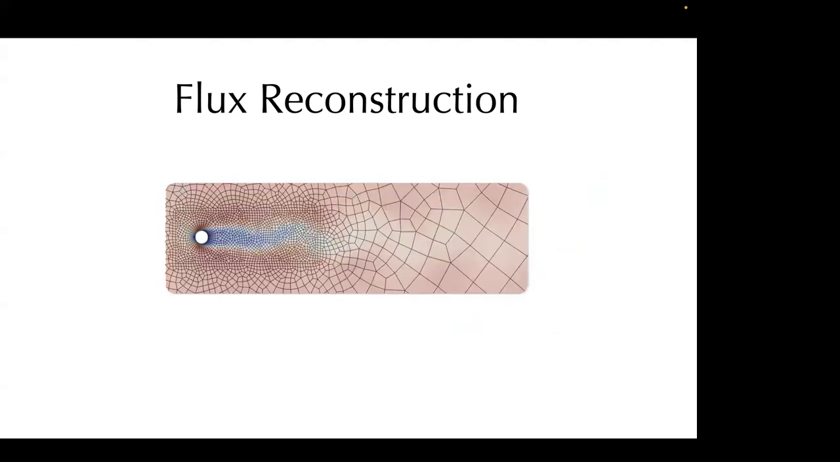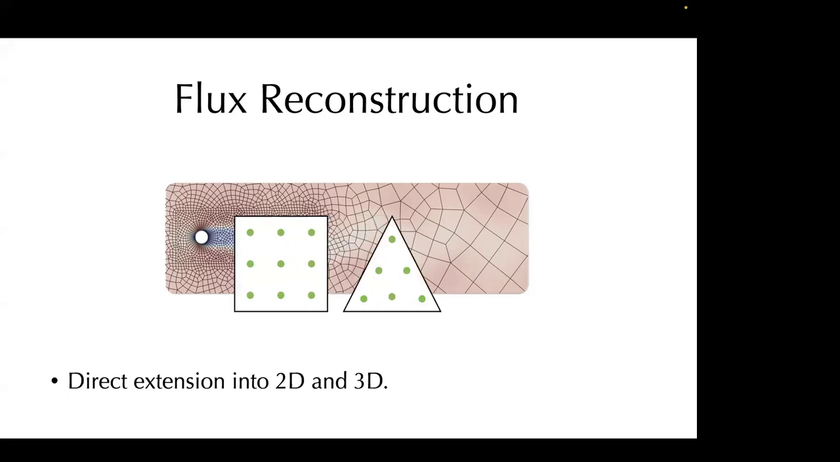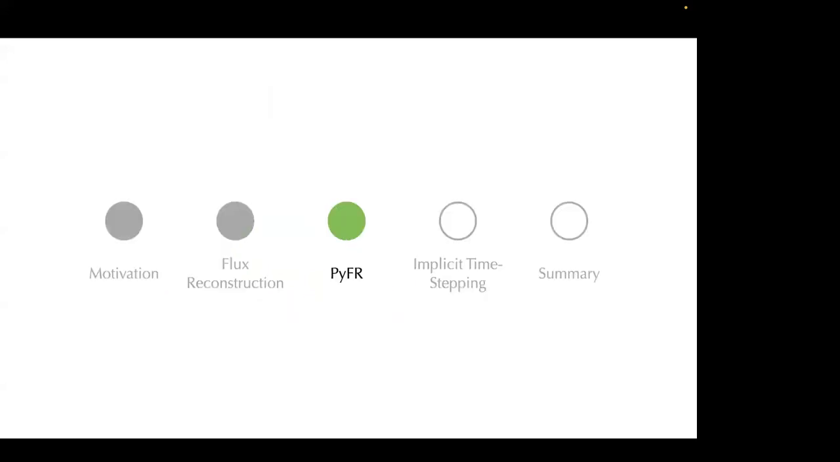More to the point, everything that I've just presented generalizes extremely nicely into both 2D and 3D, and this isn't just via tensor product type elements, but it also extends very nicely into simplices. Simplices being important, again, if you want to work in the context of complex geometries. So this is a brief overview of flux reconstruction.